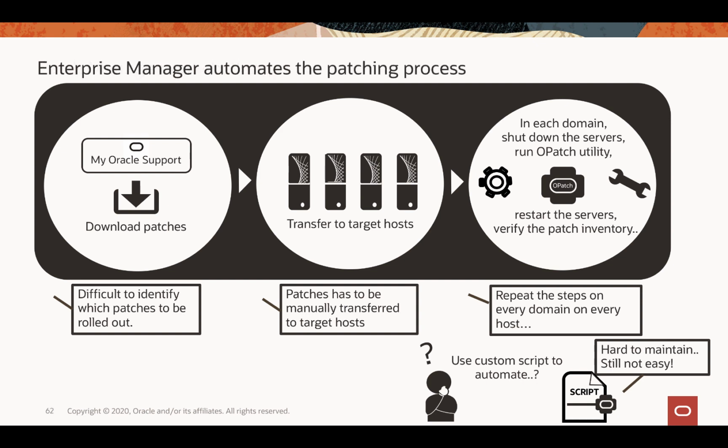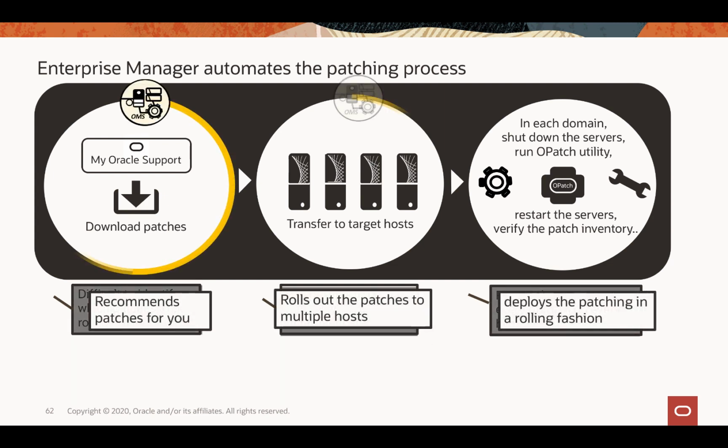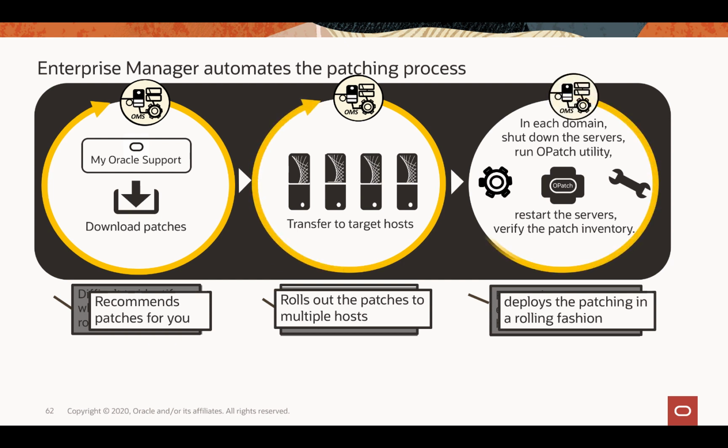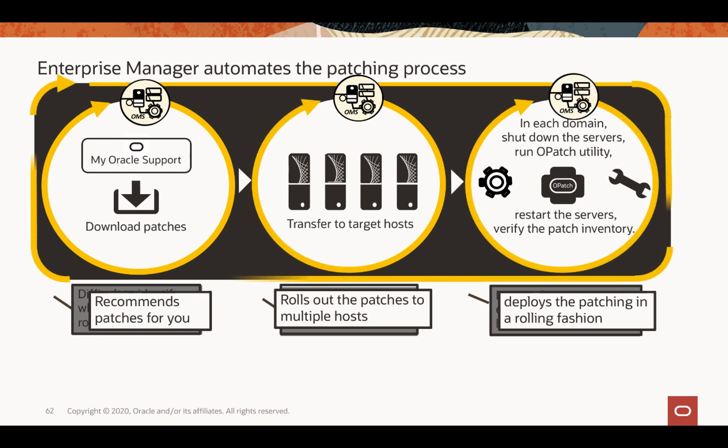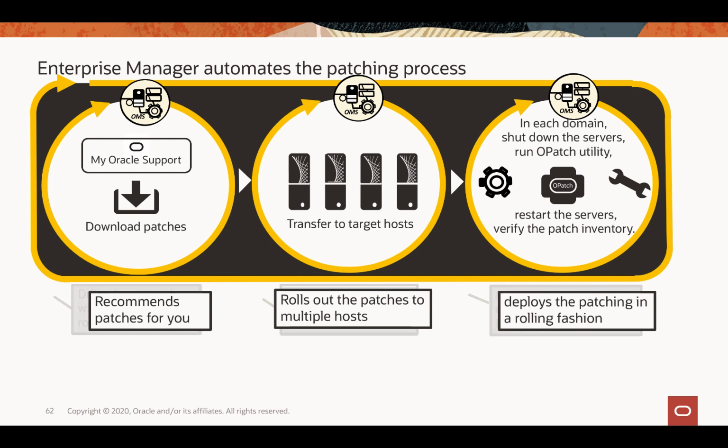The solution Enterprise Manager can offer is the automation of the patch process. Enterprise Manager is going to recommend a patch based on the targets and versions, and it will roll out the patches to multiple hosts, and then for each domain, deploy the patch in a rolling fashion. So this is a high level of how Enterprise Manager can automate the patch process.